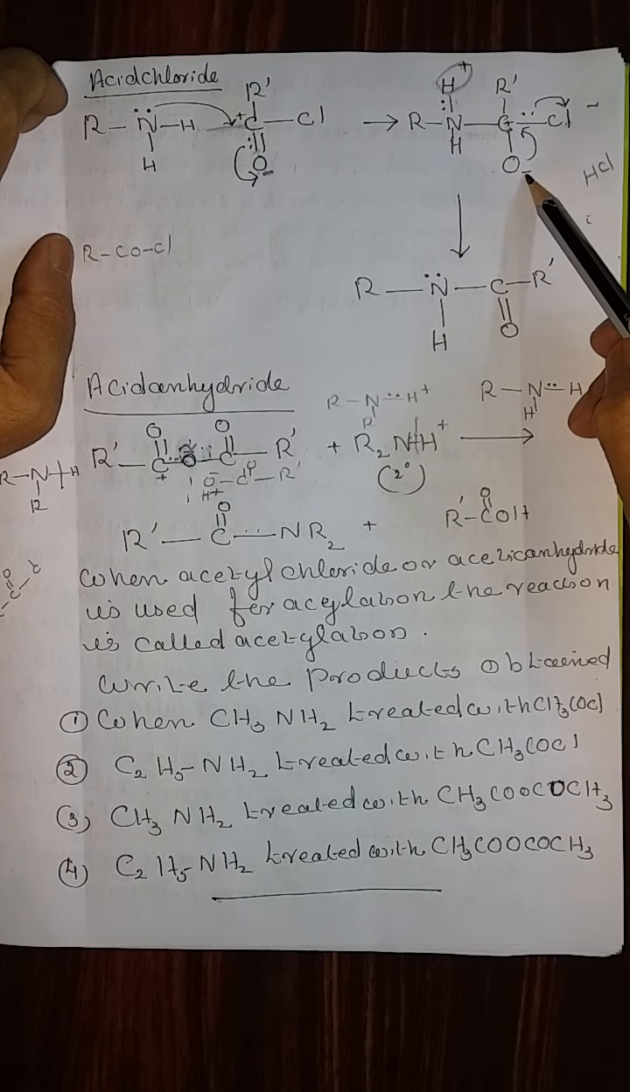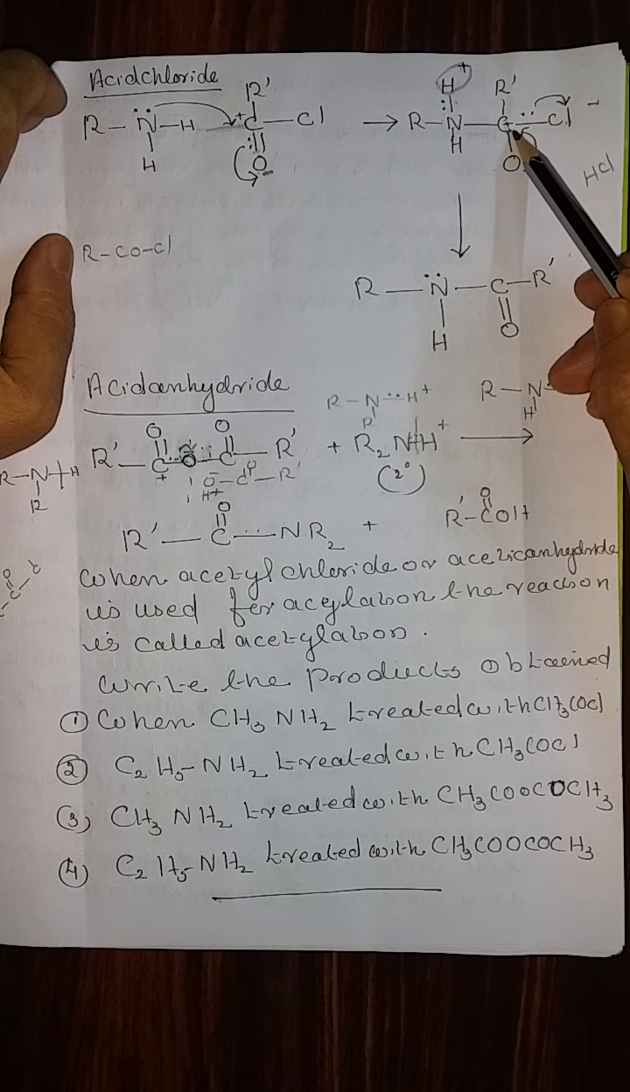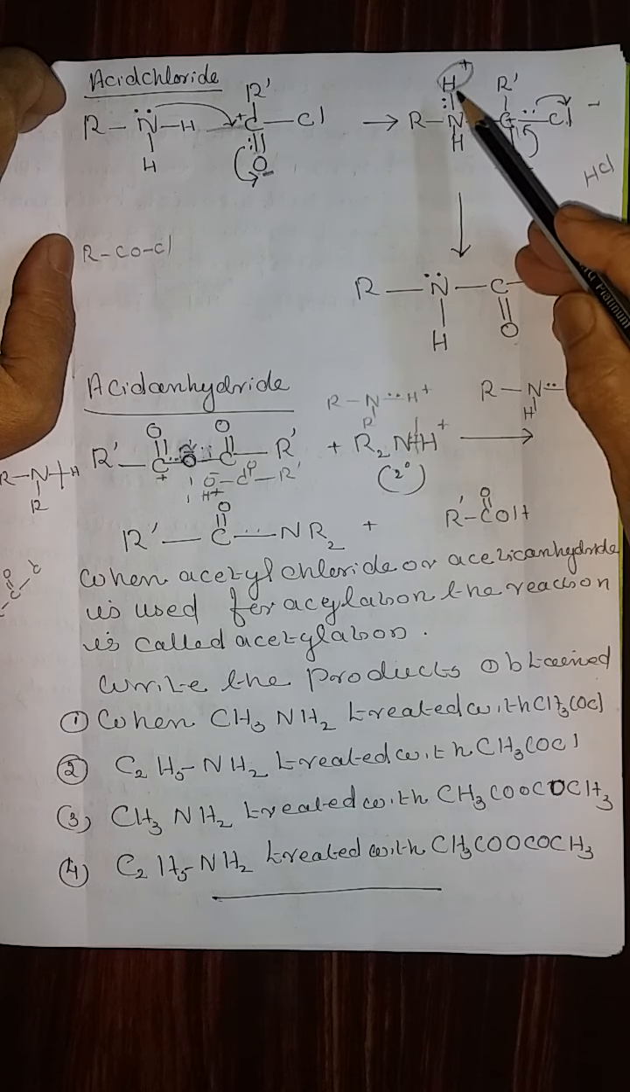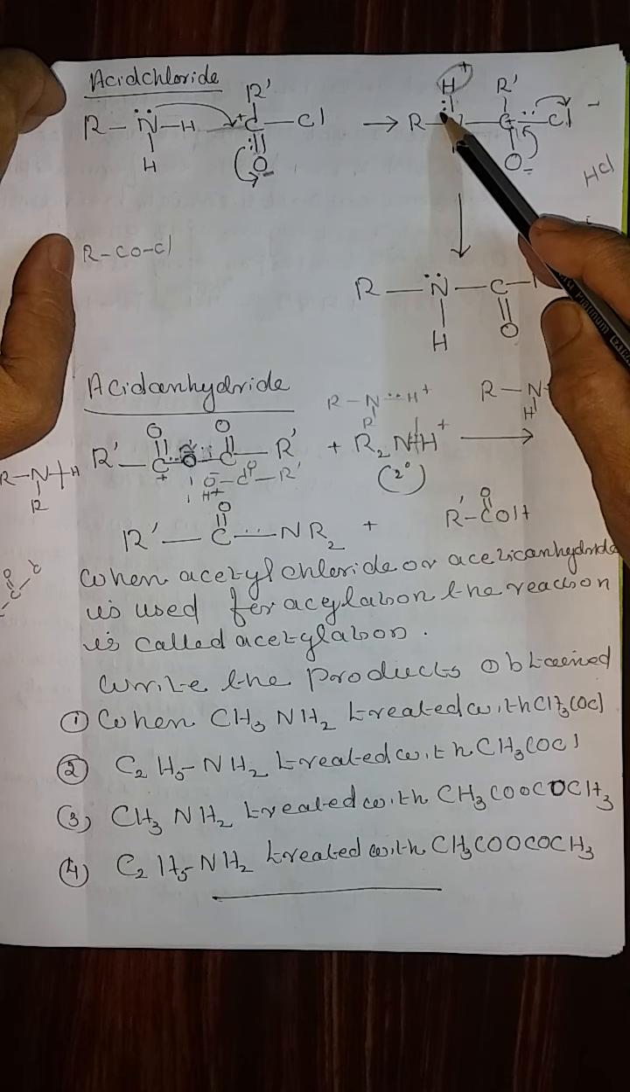Now, oxygen is having a negative charge. Immediately it transfers the electron and gets back the double bond again. That is the keto group. The electron which is left behind by the hydrogen is used as the lone pair. That is, the lone pair used for the bond formation, it gets back from the hydrogen.